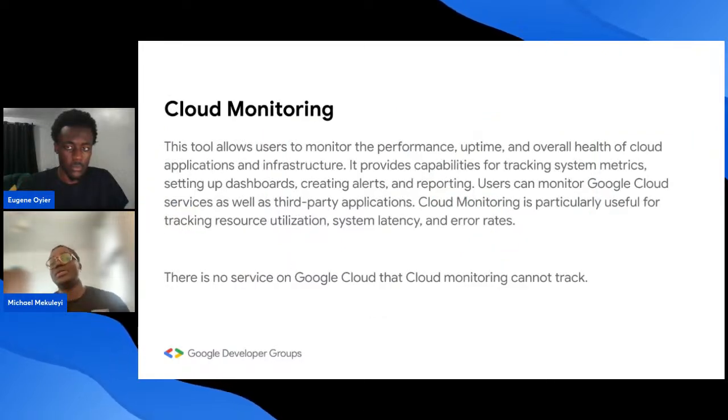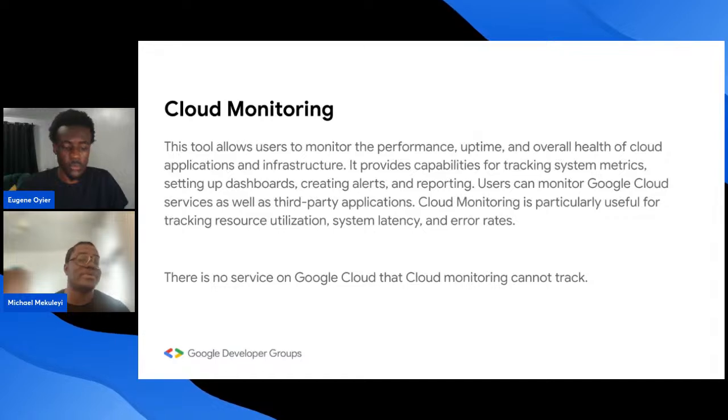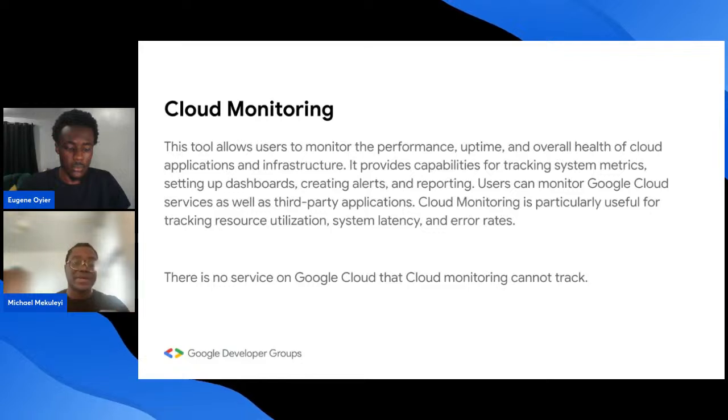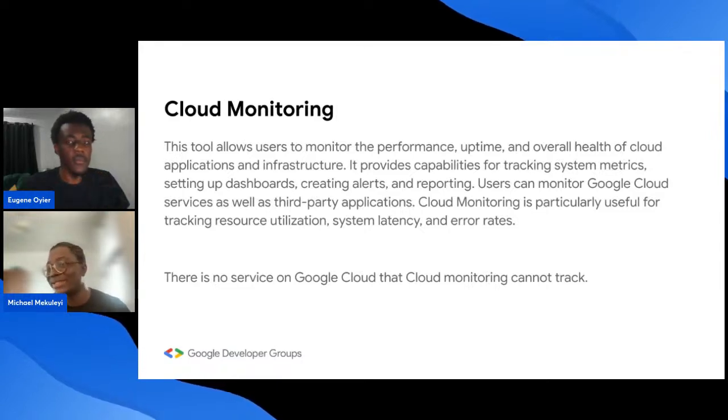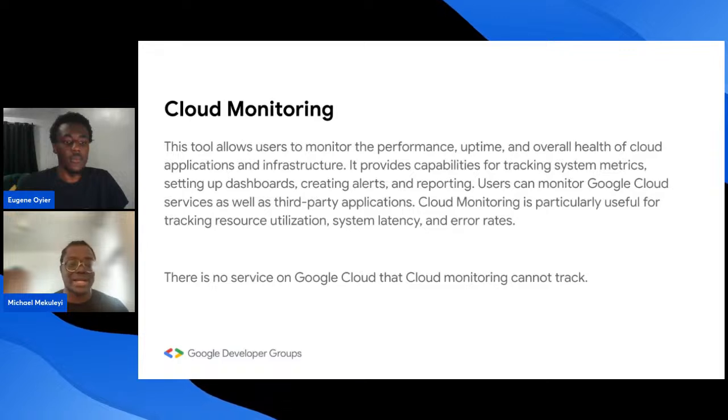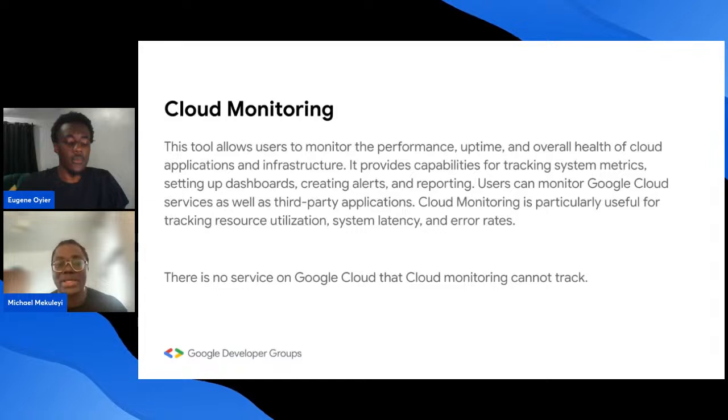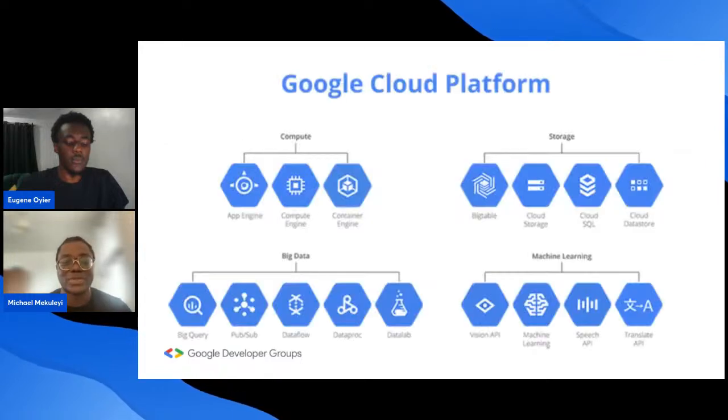So cloud monitoring. This tool allows users to monitor the performance, uptime, and overall health of cloud applications and infrastructure. It provides the ability to track system metrics, set up dashboards, create alerts and reports, and you can also monitor Google Cloud services as well as third-party applications. Cloud monitoring is particularly useful for tracking resource utilization, system latency, and error rates. There is no service on GCP that cloud monitoring cannot track. So cloud monitoring can track, create alerts, create metrics, and set up dashboards. And that's what it is used for.